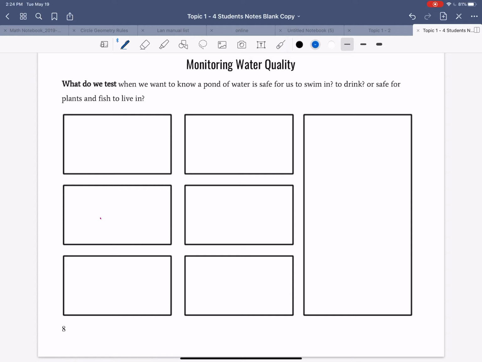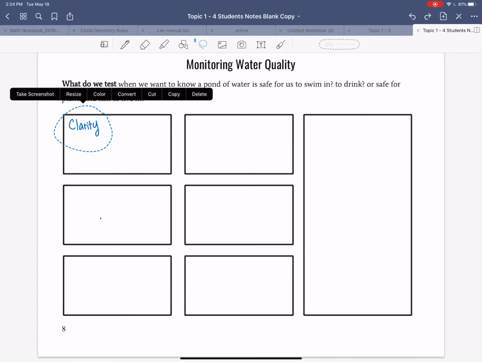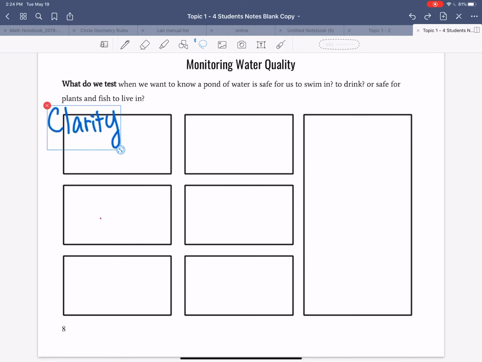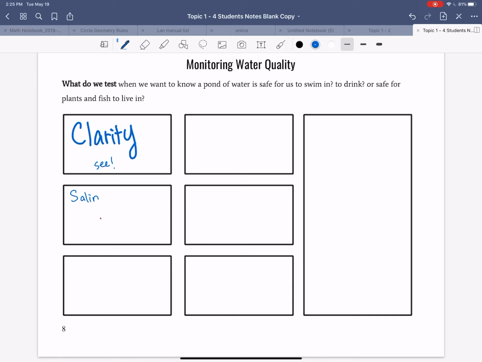The first thing you can see when you have a sample of water in a cup is clarity, how clear it is. Is there any dirty material dissolved in it, or is there any mud in it? So there's nothing further to explain on that. Clarity is the first thing you can see. You can basically see whether it's clear or not. And the second thing is salinity. Salinity is basically how much salt is dissolved in it.